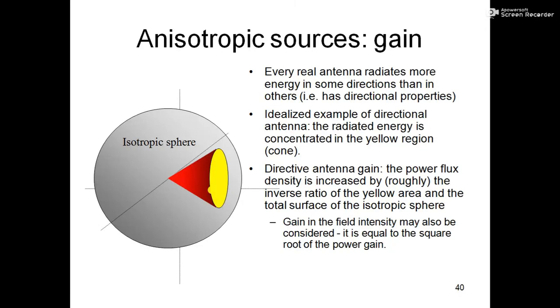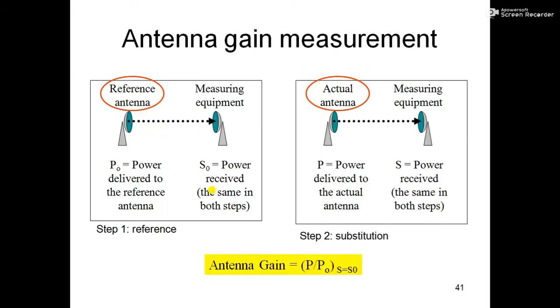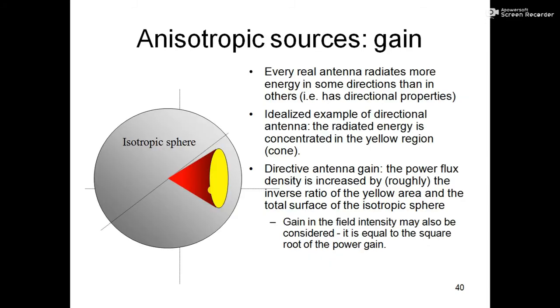Then this is an isotropic source. So what happens? Anisotropic source, sorry. So what is an anisotropic source? Every real antenna radiates more energy in some direction than in the other direction. As you can say, this is actually a 3D thing. You can imagine that this is a 3D sphere, and this point is the center of the sphere, and we have a circle on the sphere. This is the angle, called the solid angle actually. So we will discuss it.